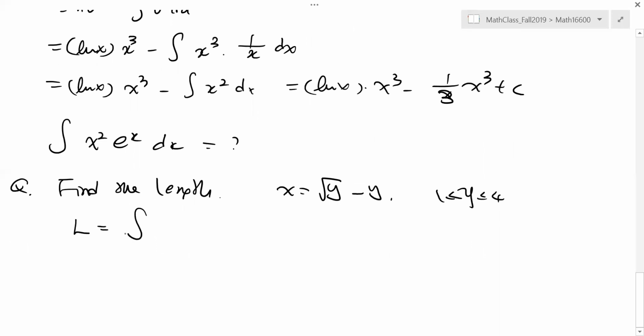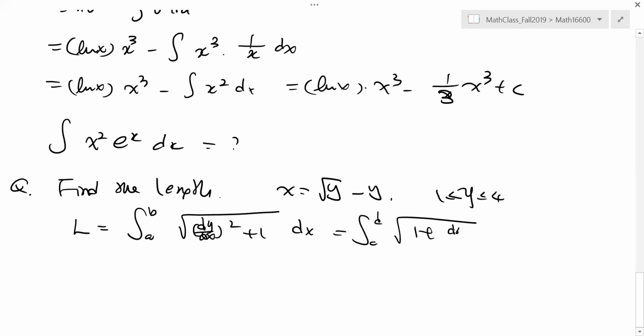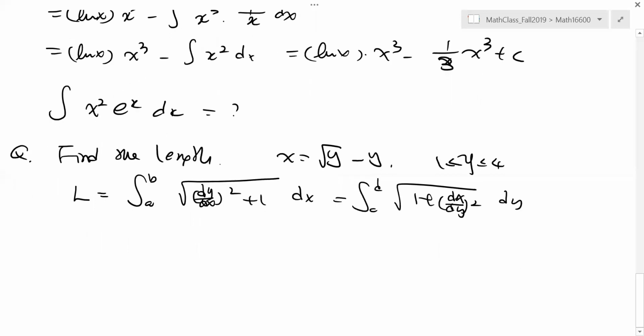This is the integral from a to b in general, right? Write this. Then you have two options: the integral of the square root of dy over dx squared plus 1, dx, or another one we call c to d, the integral of the square root of 1 plus dx over dy squared, dy. And clearly I have to use the second one because we are given x equals y squared minus y. So for this L, you write the formula first before you do the problem.